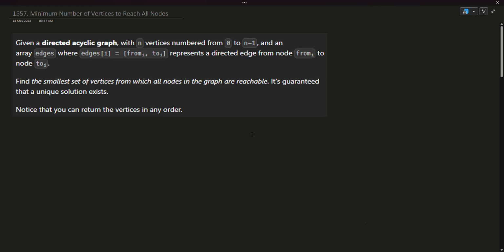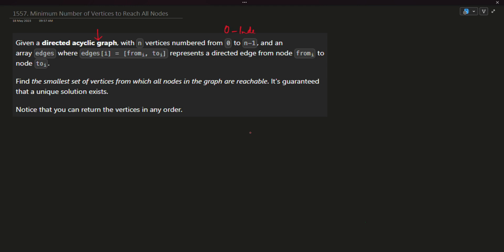Let's start solving today's LeetCode daily challenge question, which is 1557, Minimum Number of Vertices to Reach All Nodes. So let's try to understand the question first. Given a directed acyclic graph, okay, so this is the observation. An acyclic graph is given to us with n vertices numbered from 0 to n minus 1.